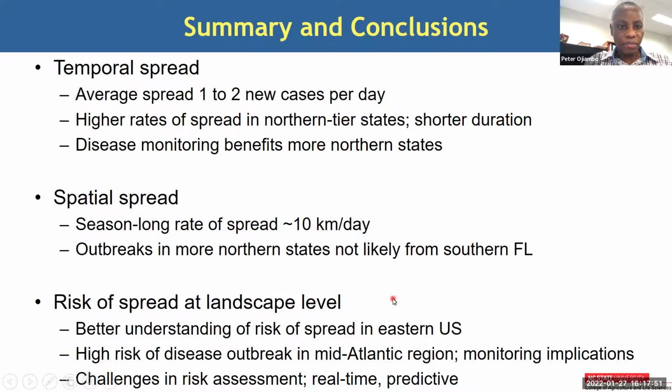But if you look at the risk of spread at the landscape level, we see that the states in the mid-Atlantic region are always at a higher risk of developing the disease. And this has implications in terms of monitoring. These are the states where we need to put more of our effort in terms of disease monitoring earlier in the season. At the current state, the monitoring is really not real time, and there are still some challenges because we're dealing with a very large area.